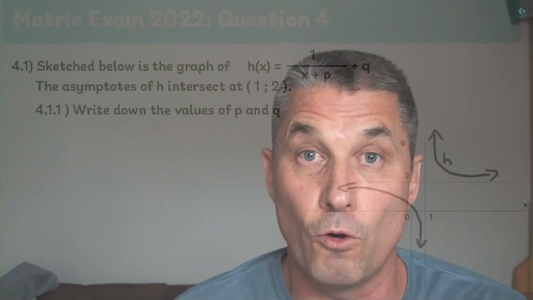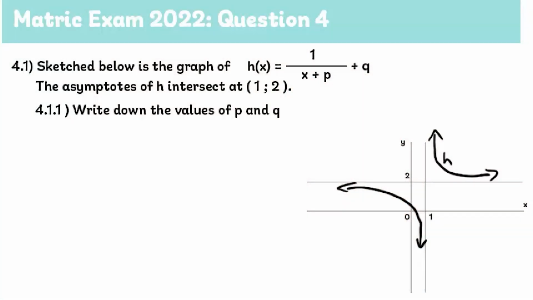We're on to question 4.1. Sketched below is the graph of a function h(x) equals 1 over x plus p, plus q. The asymptotes of h intersect at x equals 1 and y equals 2. Write down the values of p and q.